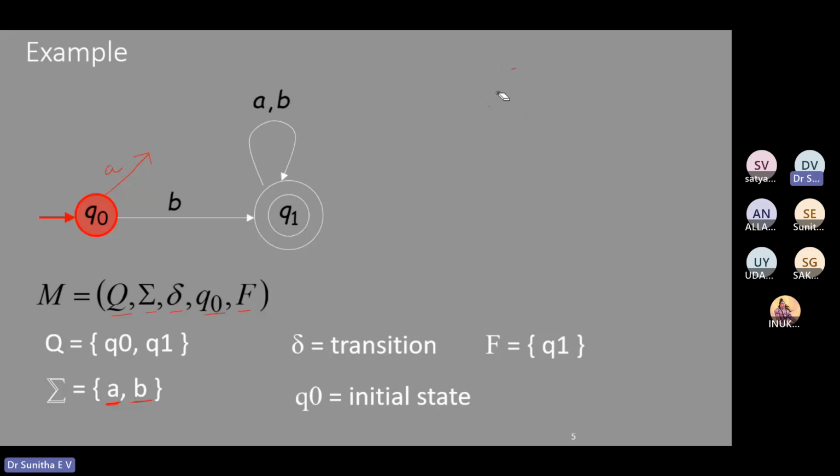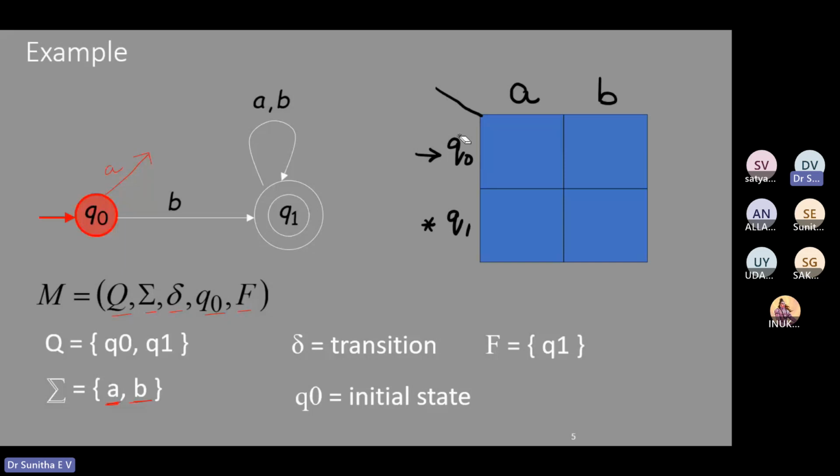Okay, so the transition table for this is going to be represented like this. Q0, Q1. Q0 is the initial state, so the arrow. Then Q1 is the final state, so the star. Then the input symbols are A and B, so these are the symbols in the alphabet. And the transition is going to represent, for Q0, when the input is A, what is the transition?